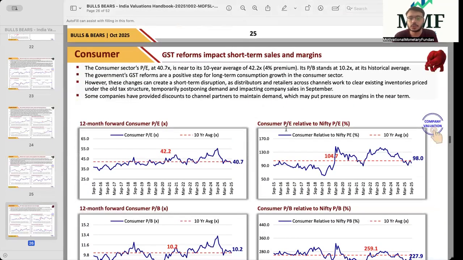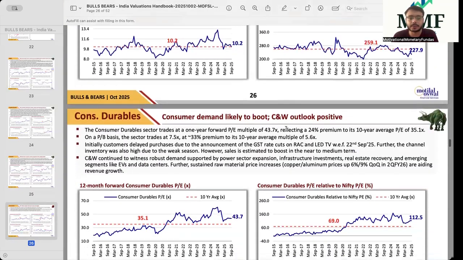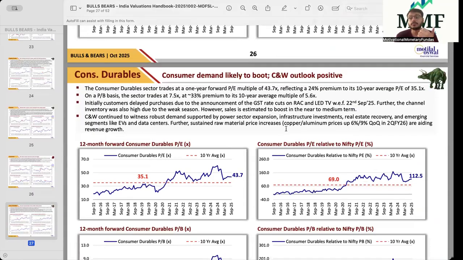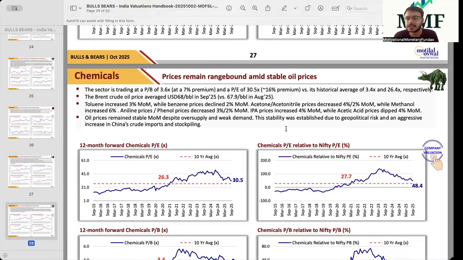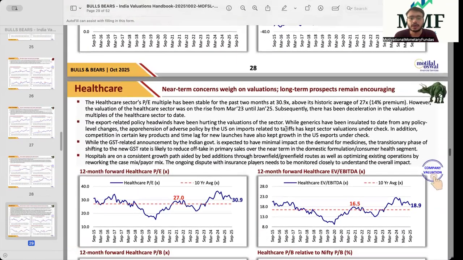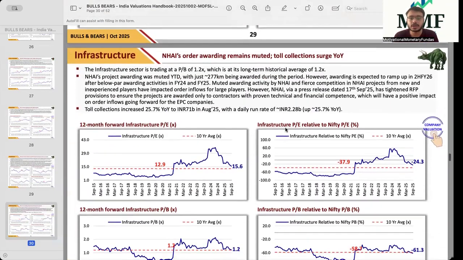Consumer is trading at a 4% premium, right? 40.7, 40.2x. But again, consumer is bound to benefit on account of the intense liquidity sprinkler multiplier effect in the economy. Consumer durables 24% प्रीमियम पे ट्रेड कर रहे हैं, आपके एसी, फ्रिज एंड रेफ्रिजरेटर टाइप ऑफ कंपनीज। केबल्स एंड वायर्स भी आ जाते हैं कंज्यूमर ड्यूरेबल्स में। केमिकल्स 16% प्रीमियम पे ट्रेड कर रहे हैं एज ऑफ नाउ। हेल्थकेयर इज ट्रेडिंग एट ए 27% प्रीमियम एज ऑफ नाउ.